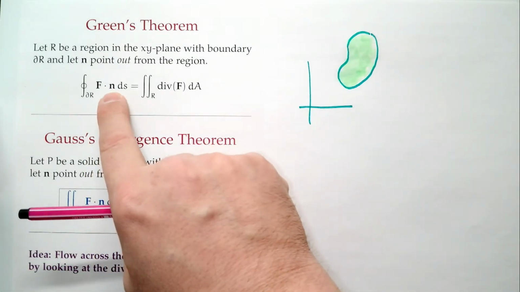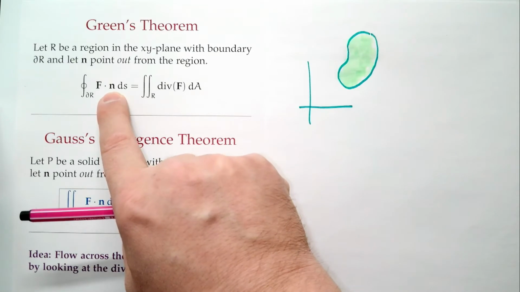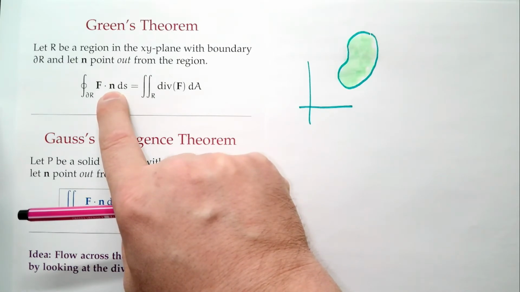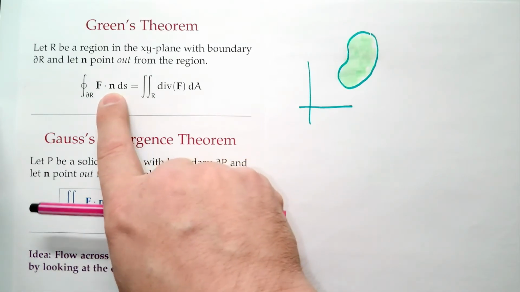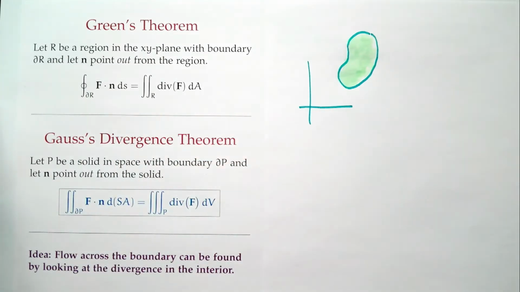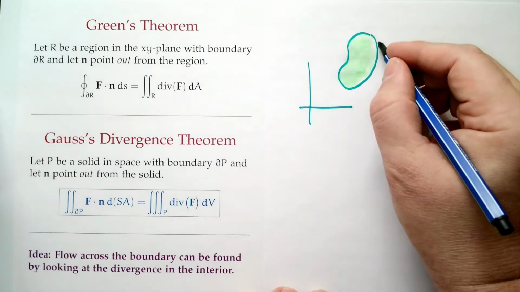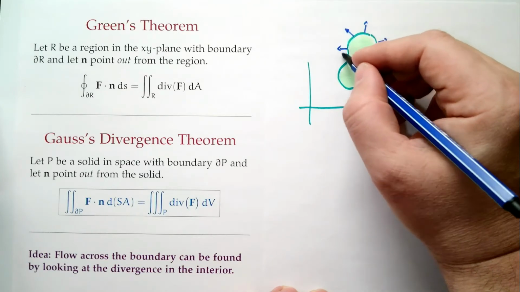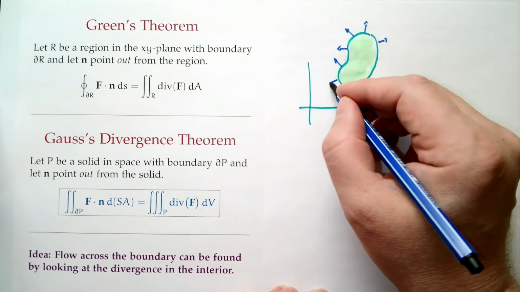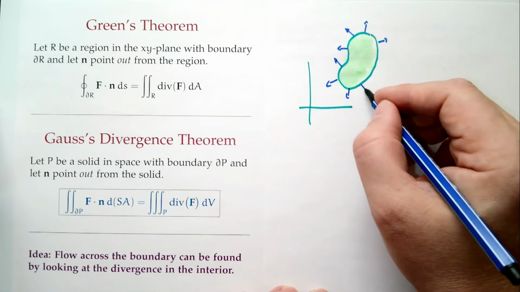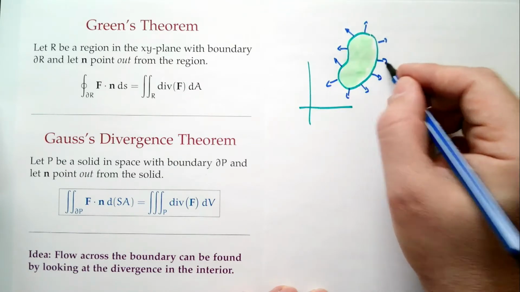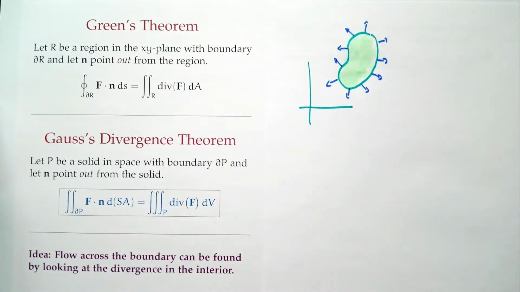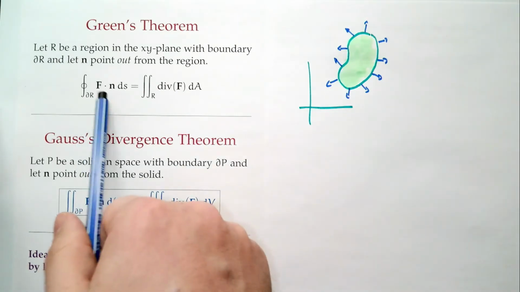The difference between last time and today is that the t became an n. Now when we talk about n, n is normal. That means perpendicular. So to this curve there are perpendicular vectors, and we always point out. I'm sorry, I said to the surface. I meant to say to this curve. I'm getting ahead of myself. So I have these normal vectors, and now I can integrate around the boundary f dot n.